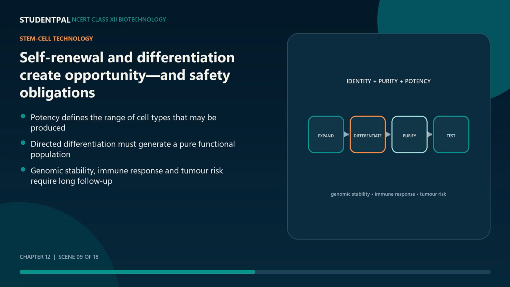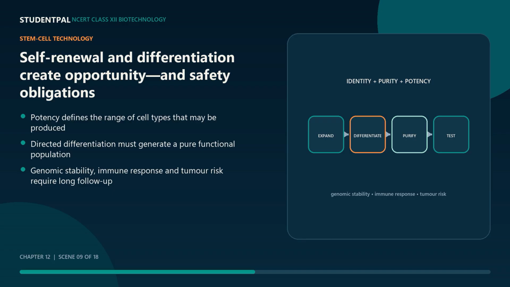Stem cells combine self-renewal with the ability to generate differentiated descendants. Their potency differs, some can form many body cell types, while tissue-specific stem cells have a narrower range. In a therapeutic or disease model workflow, cells are expanded, guided through defined differentiation stages, purified and tested for identity and function. The final population must not contain an unacceptable number of undifferentiated cells, because uncontrolled proliferation can create tumor risk. Prolonged culture can introduce genomic or epigenetic changes, so stability must be monitored.